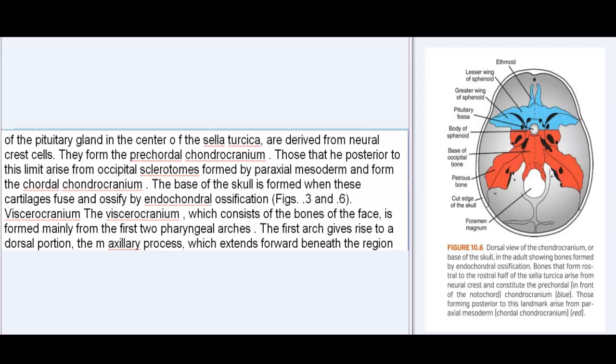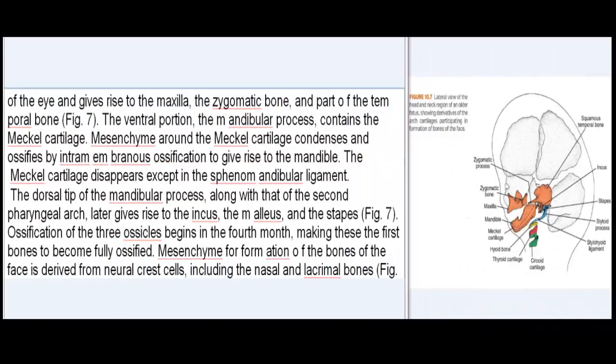The first arch gives rise to a dorsal portion, the maxillary process, which extends forward beneath the region of the eye and gives rise to the maxilla, the zygomatic bone, and part of the temporal bone, Fig. 7. The ventral portion, the mandibular process, contains the Meckel cartilage.